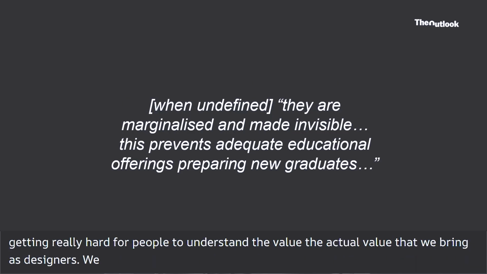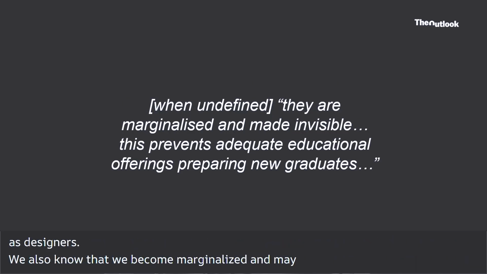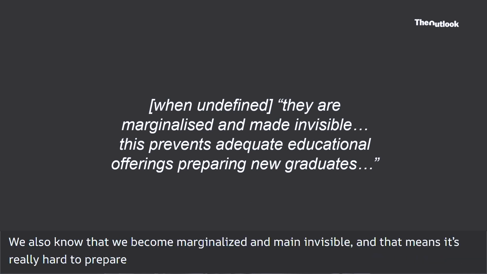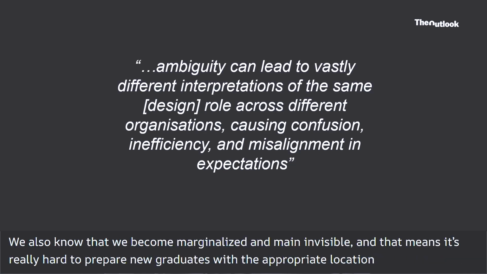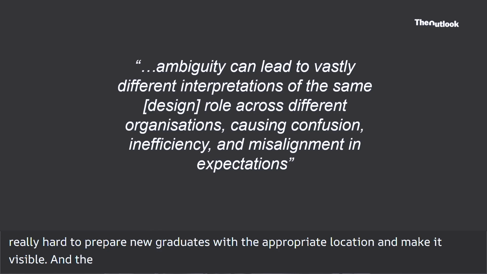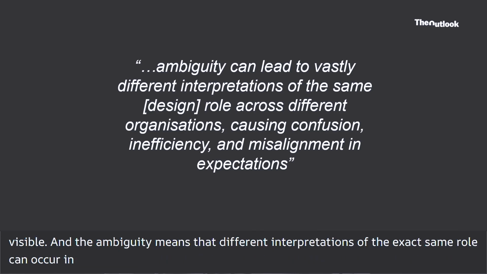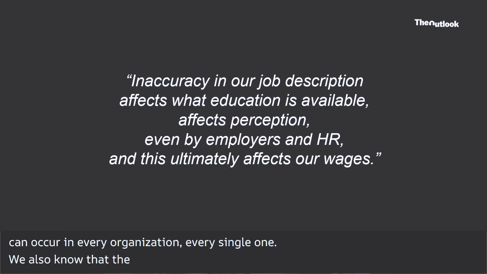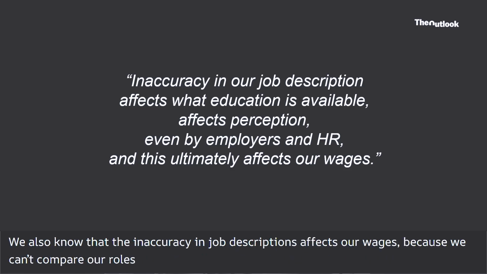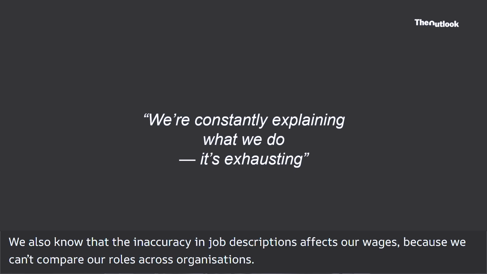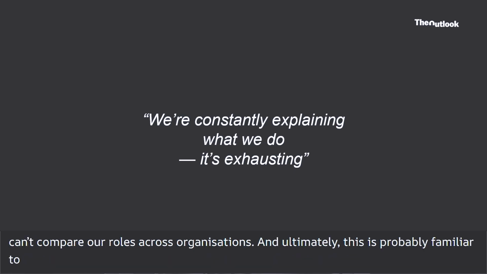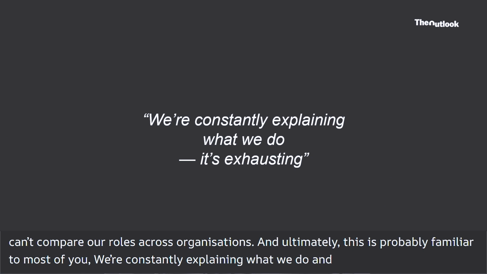We also know that we become marginalised and made invisible, and that means it's really hard to prepare new graduates with the appropriate education and make it visible. And the ambiguity means that different interpretations of the exact same role can occur in every organisation, every single one. We also know that the inaccuracy in job descriptions affects our wages because we can't compare our roles across organisations. And ultimately, this is probably familiar to most of you, we're constantly explaining what we do, and quite frankly, it's exhausting.